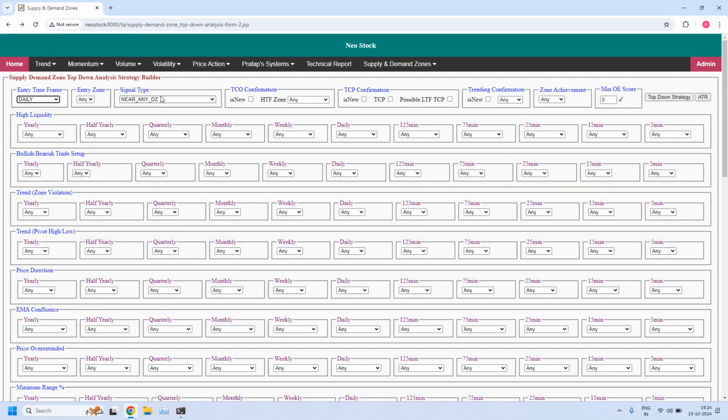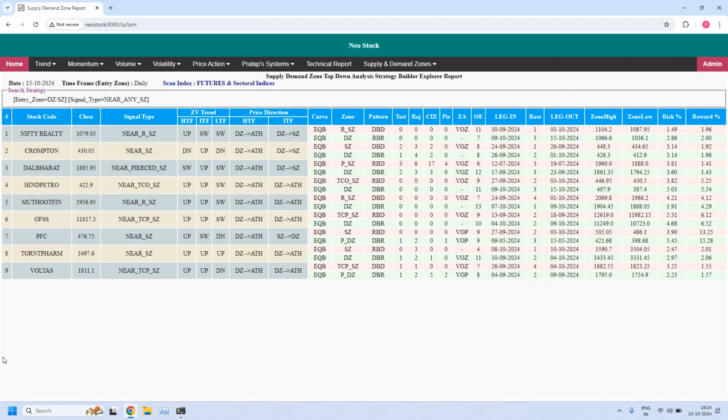Next, for daily time frame, let us find the stocks near daily supply zone. 9 stocks are filtered. Let us identify high liquidity supply zones. NIFTY Realty, it is an index but not listed in F&O. So Muthoot Finance is having a daily high liquidity supply zone, and OFSS high liquidity supply zone, and Voltas. So we have identified 3 high liquidity supply zones from the daily time frame.